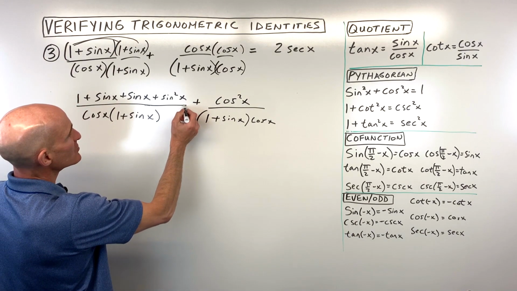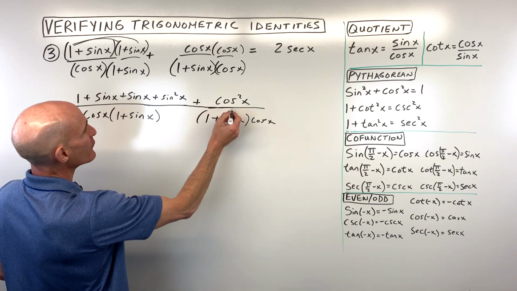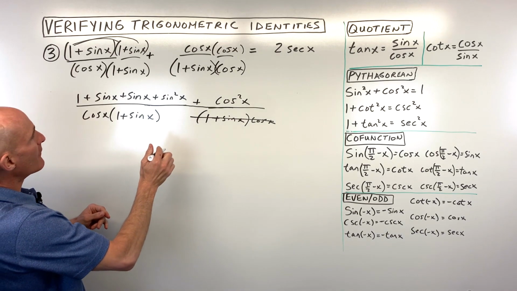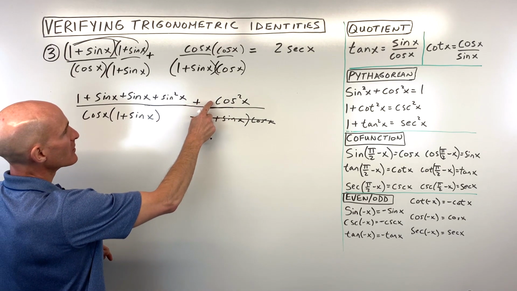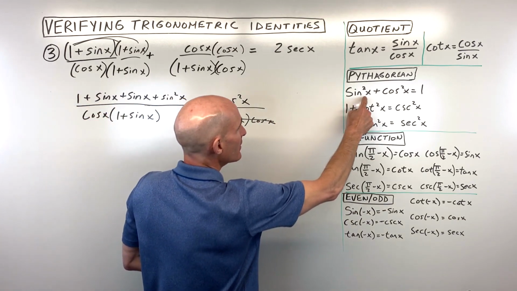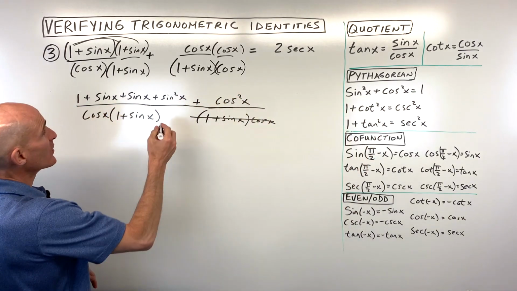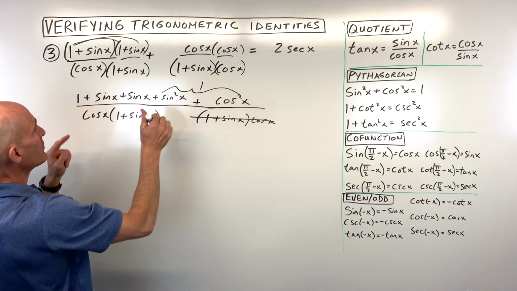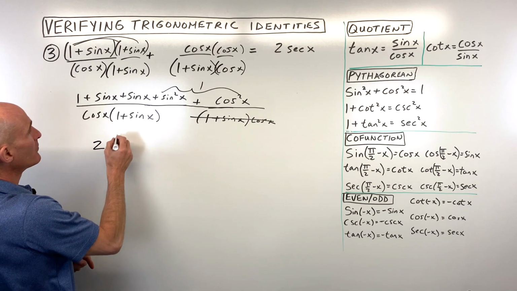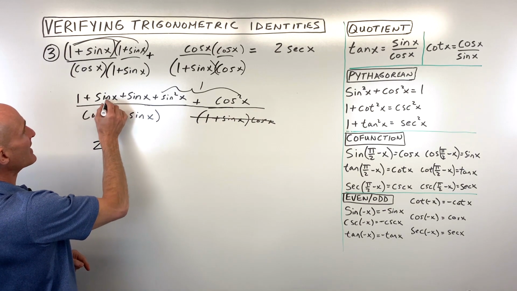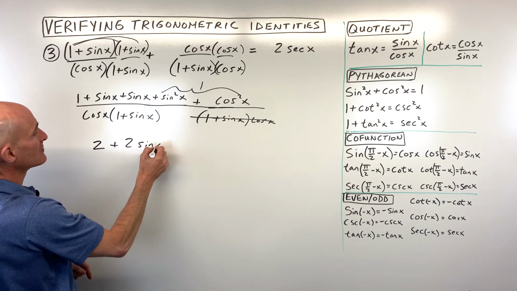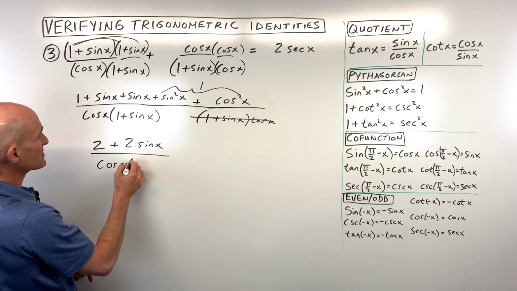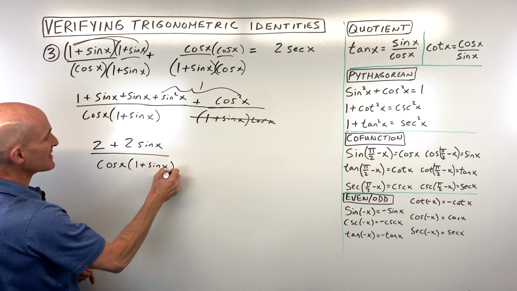Now, because we have the same denominator, we can combine these into one fraction with a common denominator. So what I'm going to do here is make this into one fraction with this common denominator. Okay, so now let's look at what we have here. We have sine squared plus cosine squared, which is equal to 1. So we've got 1 plus 1, which is equal to 2, plus sine x plus sine x, which is 2 sine x, all over our common denominator, cosine x times 1 plus sine x.